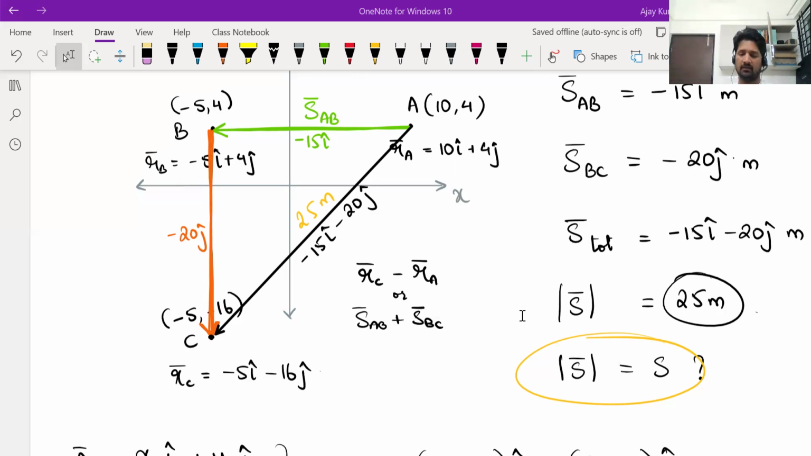Which one will be greater? Okay, not which one will be greater. In this case only, let's say it went straight from A to B, then straight from B to C. That's what the object did. Yusuf, tell me, how much is the distance covered by this object? What distance did it actually move?